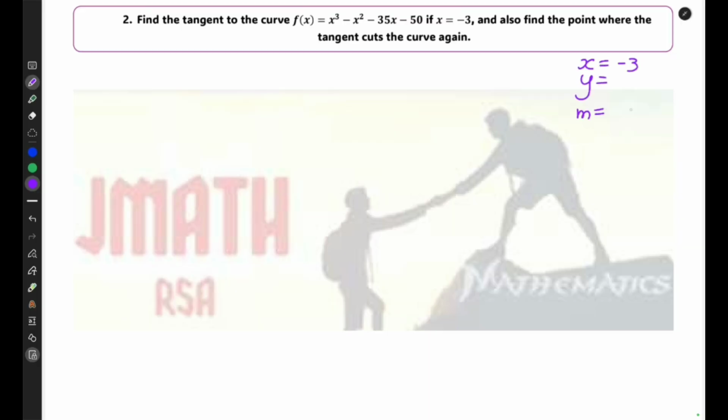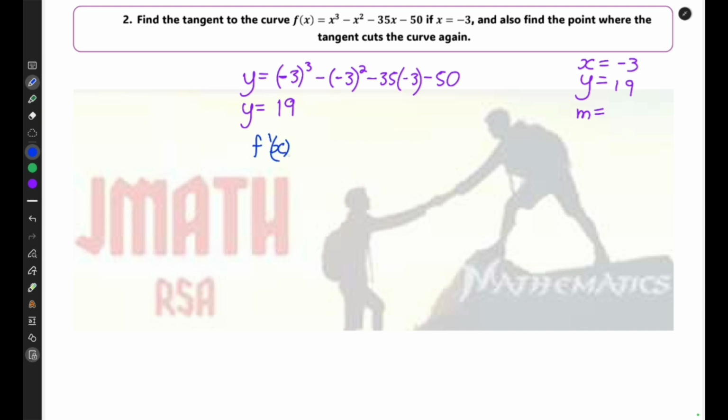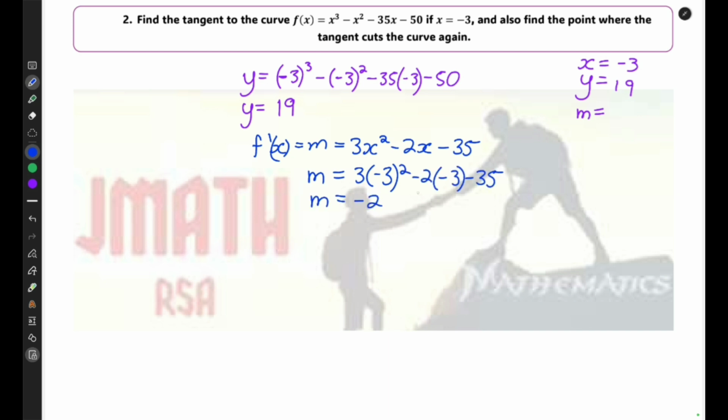I can work out what y is, and I can work out what m is. To work out y, I'm just going to sub in minus 3 in all the x's for the original. So minus 3 cubed, minus minus 3 squared, minus 35 times minus 3, and then minus 50. Luckily, I have a calculator, so the answer for that one is 19. Then to get the m value, I can just sub in minus 3 into the derivative. So firstly, let's get the derivative. The first derivative, which I know is equal to m, would be equal to 3x squared minus 2x minus 35. And therefore m, if all the x's are minus 3, I can just type it in the calculator and see what the answer would be. And the m value is minus 2 in this case.